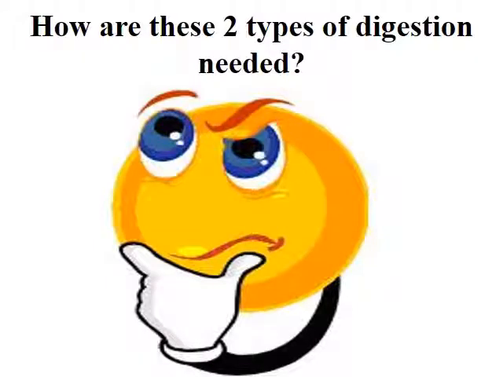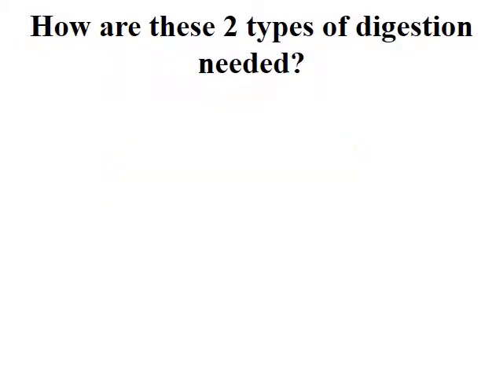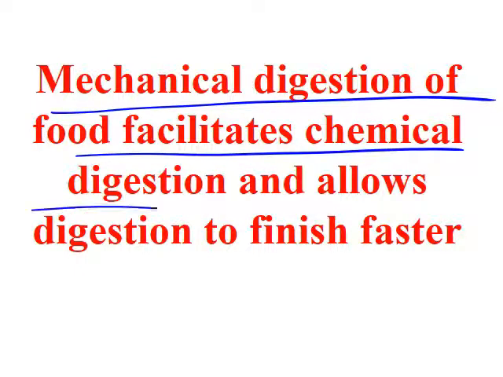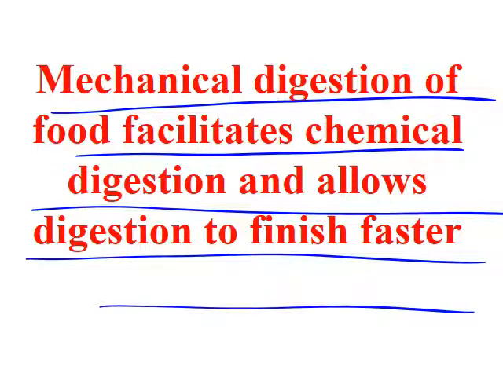How are these two types of digestion needed? Keep in mind that mechanical digestion facilitates, this is the big conclusion here. Mechanical digestion facilitates digestion, so the cutting of food, or the breaking of food into smaller pieces, is going to facilitate the action of the digestive juices and the enzymes present in these juices to digest food faster.